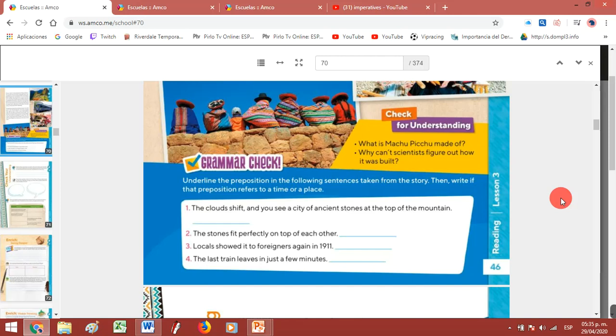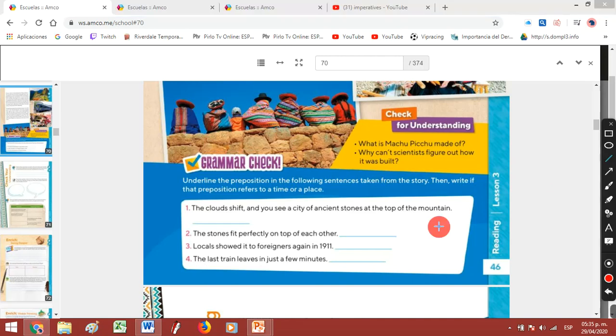I am going to do the first one for you. Number one says, the clouds shift and you see a city of ancient stones at the top of the mountain. Okay, the preposition in this sentence is at, and it refers to a place. So we are going to write here place. Okay, so try to find the preposition in number 2, number 3, and number 4, and you are going to put if it refers to time or to a place.